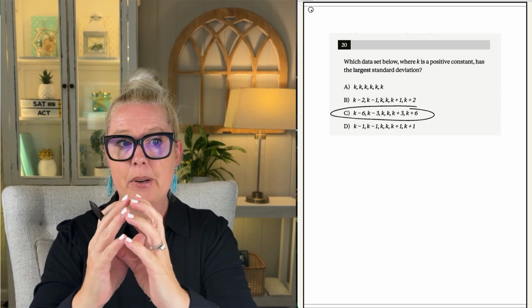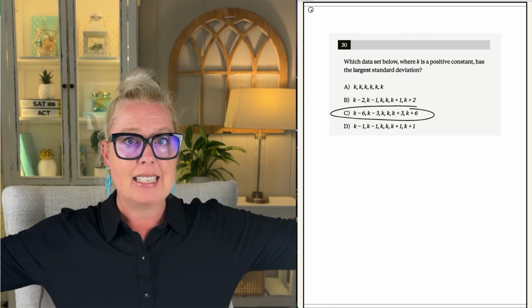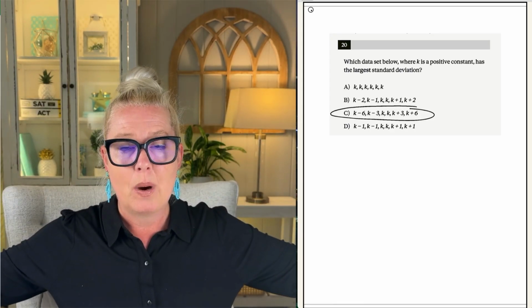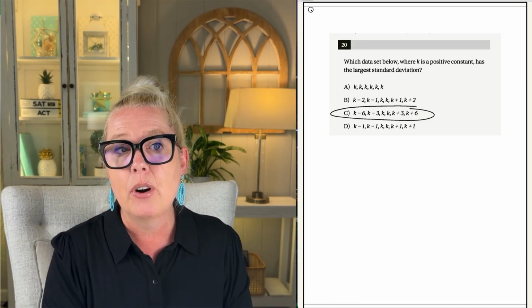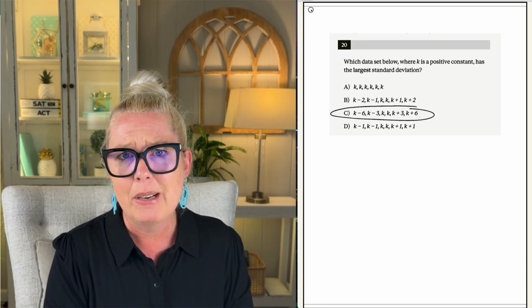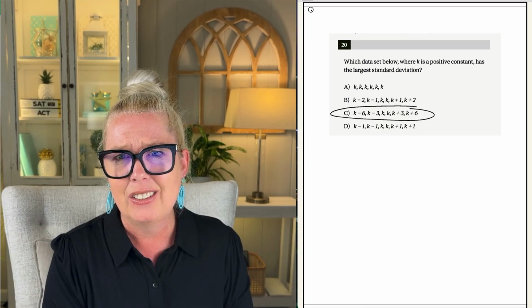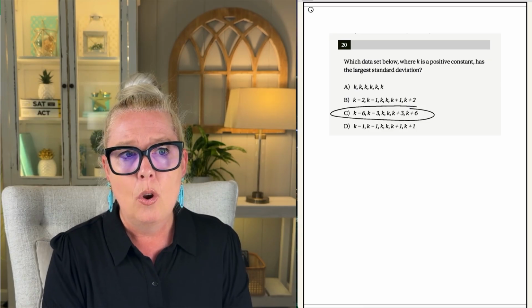They're taking a number in the middle, the K, and then they're adding 6 and subtracting 6. They've created a very wide spread list there. And so that would therefore have the largest standard deviation. No formula is necessary to do that problem.